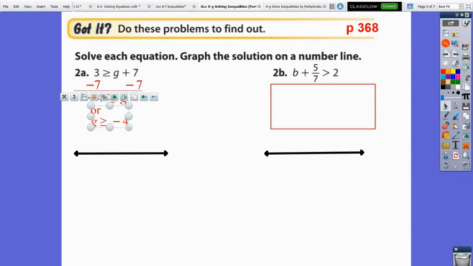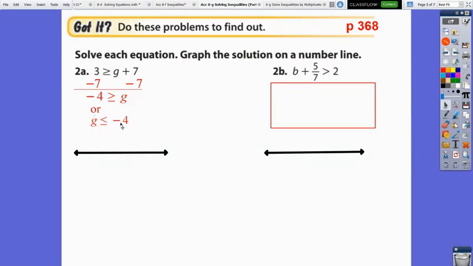I could flip this to G is less than or equal to -4. Right? If I switch the sides of the inequality, I have to switch the direction of the inequality sign.